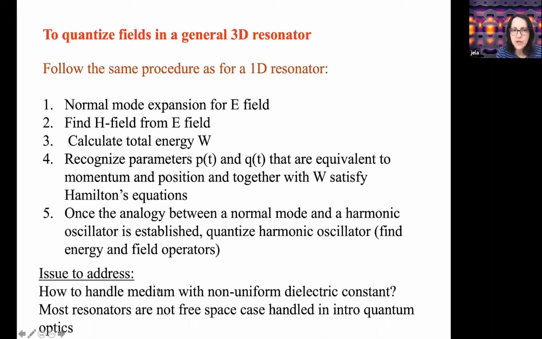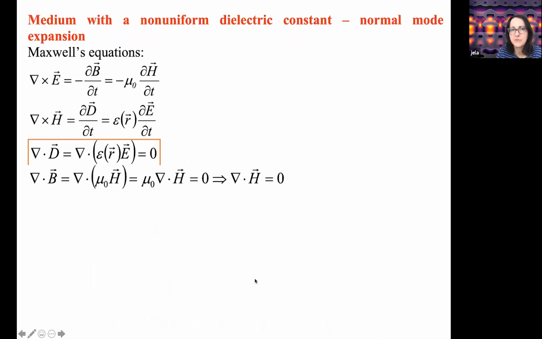So the issues to address in the rest of the class today, and probably the beginning of the class on Tuesday, is how to handle a medium with non-uniform dielectric constant, because most resonators are not just free space, which is handled in the introductory quantum optics classes. And we've seen that from the example of the photonic crystal resonator, right? You have a lot of holes inside of some slab. So how do you handle that? How do you represent that? How do you pick normal modes of the system? How do you separate them into independent harmonic oscillators? That's your normal mode expansion. And then how do you establish an analogy between that and harmonic oscillators to quantize the electromagnetic field?